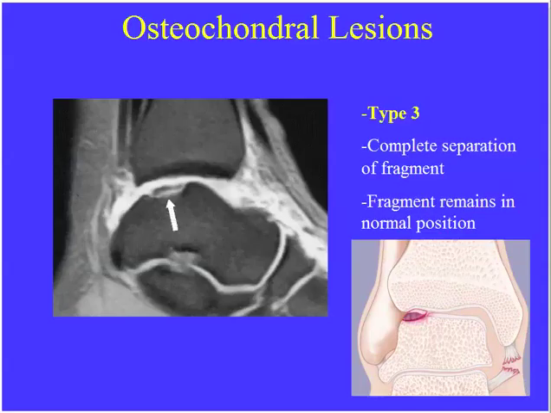There are 4 types. Type 1 is just marrow edema. Type 2 is an incomplete disruption of the cortex. Type 3 is a complete disruption of the cortex, but the fragment remains in situ. And type 4 is when the fragment is displaced. Type 3s and 4s are definitely surgically treated. Type 2 occasionally is also treated surgically.